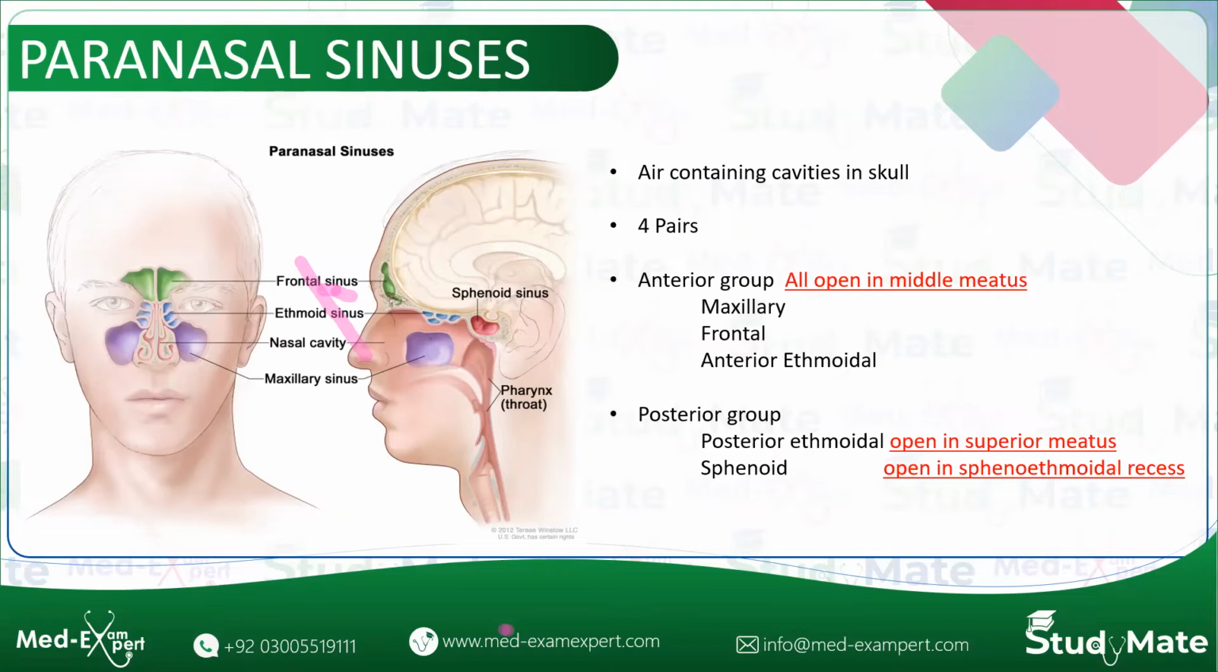So quickly reviewing this slide, we have four pairs of air containing cavities in the skull around the nose, which are known as paranasal sinuses. These sinuses are divided into two groups, anterior group and a posterior group. Anterior group में हमारे पास है maxillary sinus, frontal sinus और anterior ethmoidal sinuses. Posterior group में we have posterior ethmoidal sinuses and the sphenoid sinus.